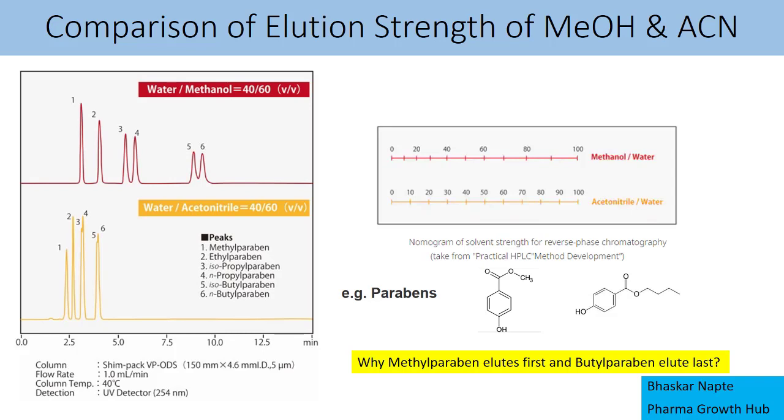Now, what is the column we are using? We are using an ODS column, SIMPAC VP ODS, or C18 column. And retention onto the C18 column is governed by hydrophobic or non-polar interaction. The compounds which are non-polar are going to interact and be retained for longer time onto the C18 stationary phase. In this case, as butyl paraben has a higher non-polar nature, it is going to be retained for longer time onto the C18 stationary phase.